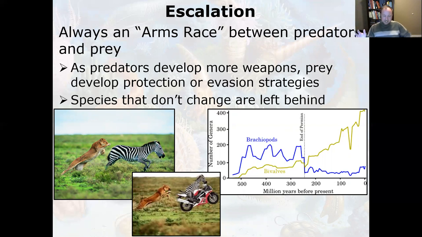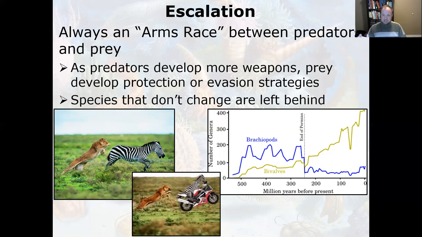We also see this escalation with predators and prey over time. The predators develop better weapons. Think about the Cambrian, Anomalocaris, which has those mouth parts and the oral cone. Not a lot of weapons to pry things open or exploit a lot of those hard-shelled things.